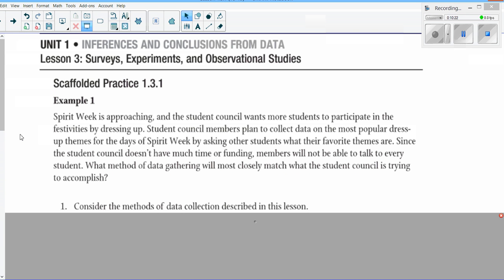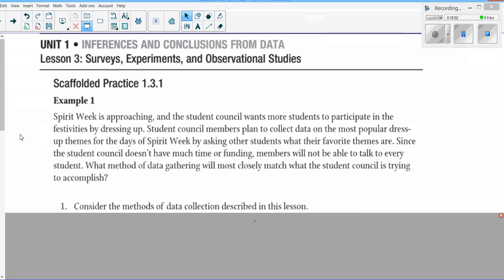Each of these examples are going to walk us through determining which is the best type of method to gather data. So example 1 says, Spirit Week is approaching and the Student Council wants more students to participate in the festivities by dressing up. Student Council members plan to collect data on the most popular dress-up themes for the days of Spirit Week by asking other students what their favorite themes are. Since the Student Council doesn't have much time or funding, members will not be able to talk to every student.